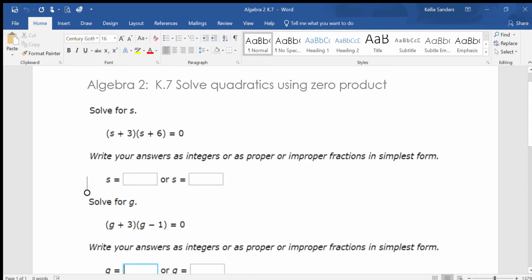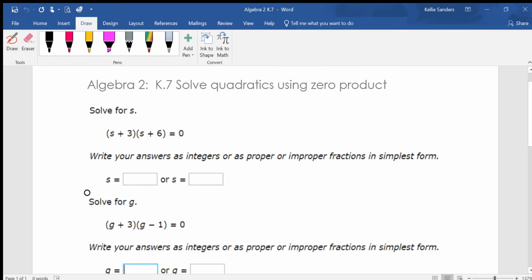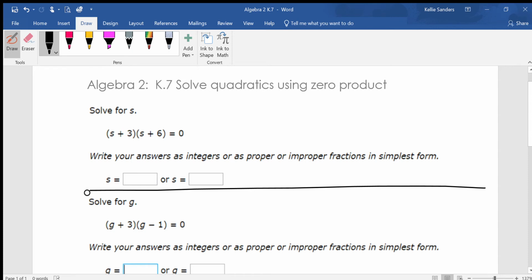So it says solve for s plus 3 times s plus 6 equals 0. Write your answers as integers or as a proper or improper fraction in simplest form. And so here we go. We have two things multiplied together, and when they multiply together, they're going to get 0, and they always multiply to get 0 because that's how these quadratics are set up. What if I had something and I multiplied it by something else and I got 0? What can you tell me? If I had multiplied two things together and I got 0, what could you tell me about that? That one of them must be 0.